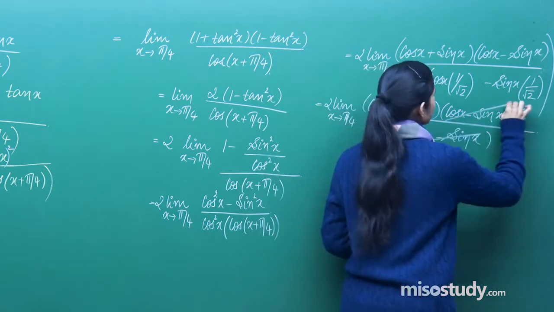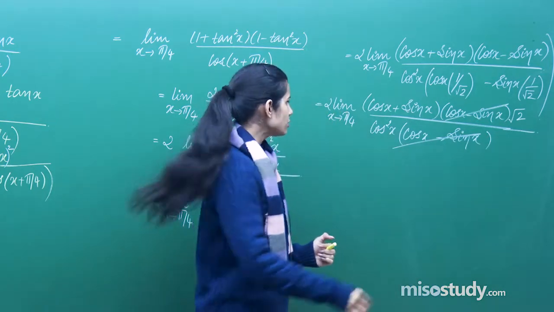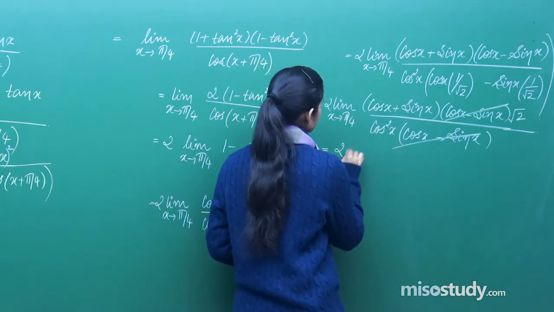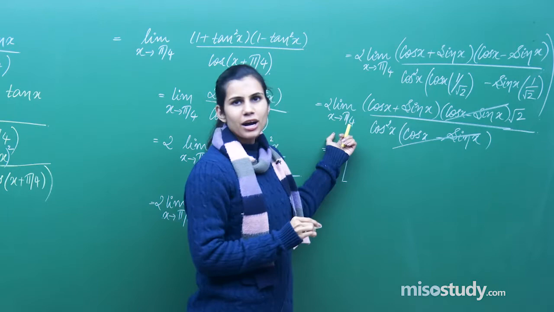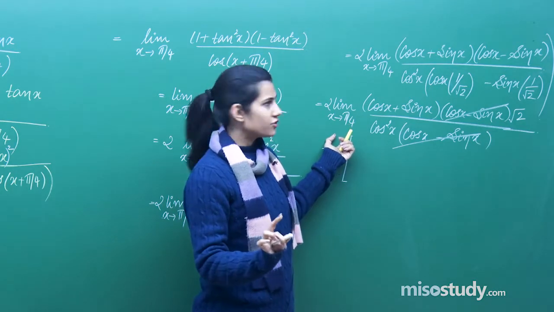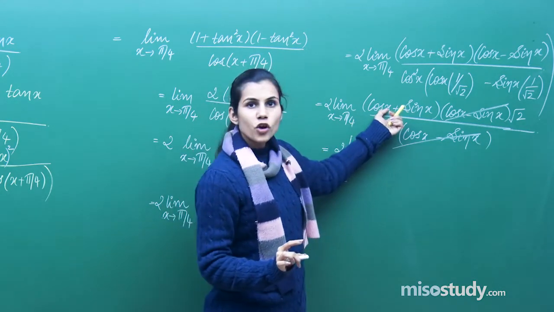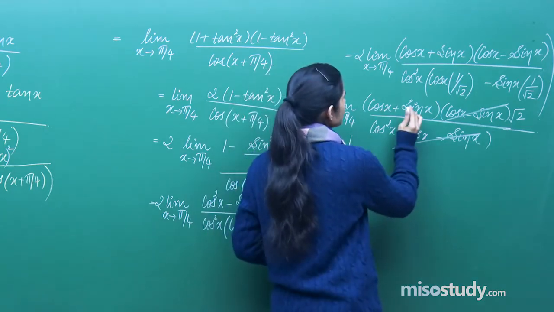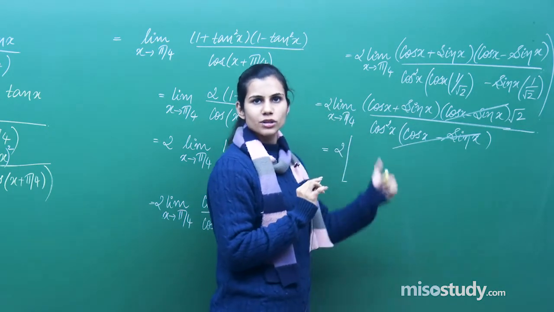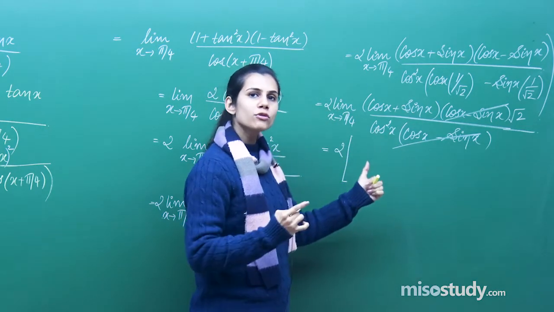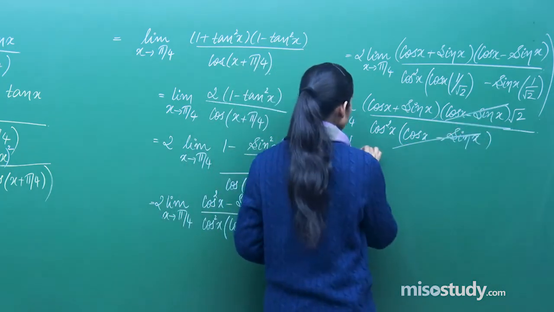So cos x minus sin x, cos x minus sin x cancels out. This is 2. Now you have to just apply limit to each expression. Limit x tends to pi by 4 of cos x is 1 by root 2. Limit x tends to pi by 4 of sin x is 1 by root 2. 1 by root 2 plus 1 by root 2 is 2 by root 2, which is root 2. Root 2 into root 2 is 2.